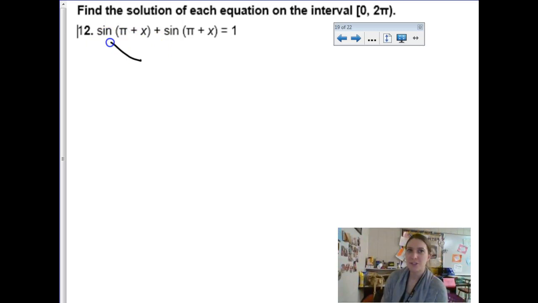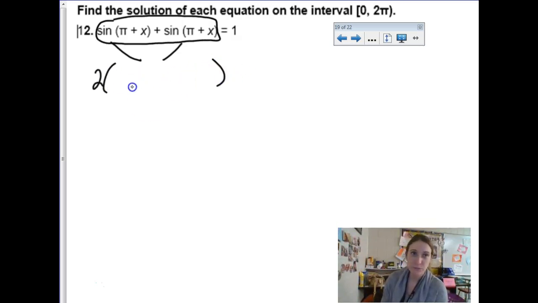This is kind of strange. If you notice right off the top of the problem here, we have 2 of the same thing. So how about I rewrite that as 2 times this, because I have two of them. So instead of rewriting sine of pi plus x, I'm just going to expand it right here. So sine pi plus x would be sine cosine plus sine cosine cosine sine.